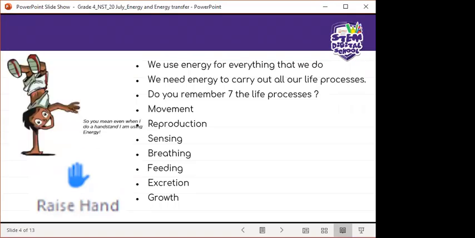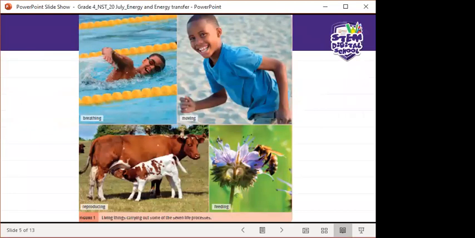So this cartoon says, so you mean even when I do a handstand, I'm using energy? Most definitely, guys. Every life process that you partake in requires energy.